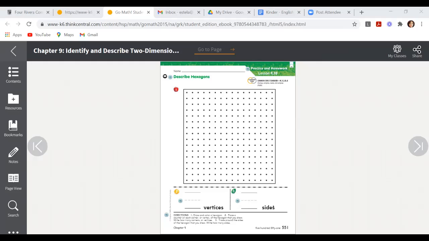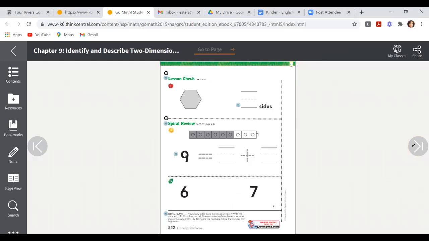Okay, and this is your homework, page 551 and page 552. Same thing. You need to count and place a counter on each of the sides and write the number. And then you write the number. Place a counter. And then write the number.